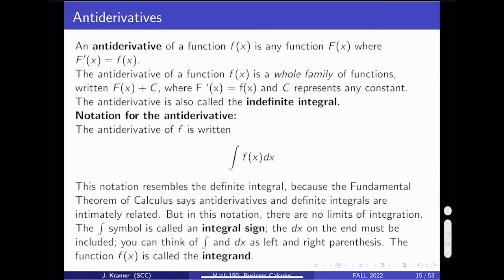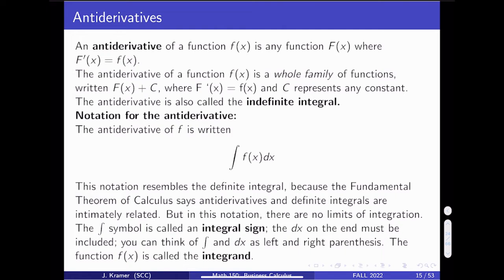The integral symbol is called the integral sign. The dx on the end must be included. I like to relate the dx to a period on the end of a sentence. The question of an integral isn't done until you have the dx. It also indicates to the reader or the person performing the calculation what you're actually integrating with respect to.